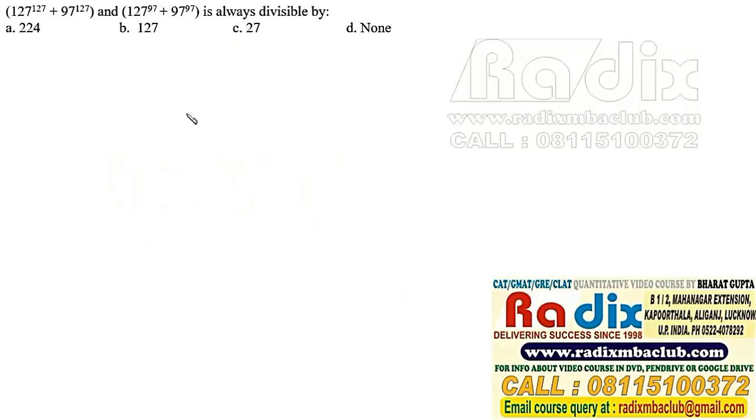Okay, that question is very important. We have odd powers, right? So this number is divisible by 127 plus 97. With an odd power and a plus sign, we can divide this by the sum of these two numbers, 224. Answer is option A.